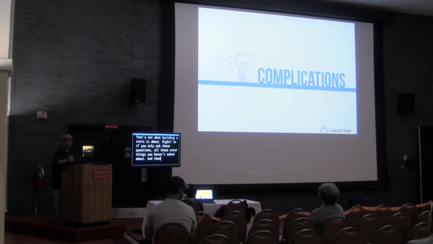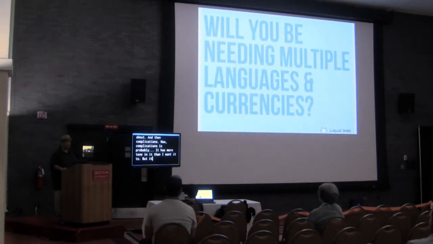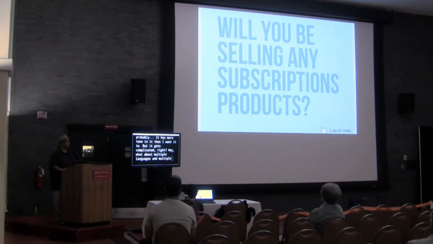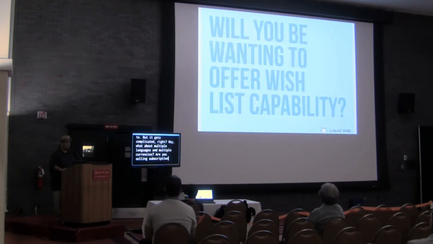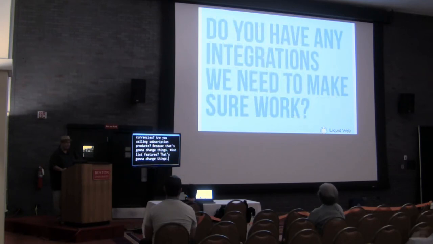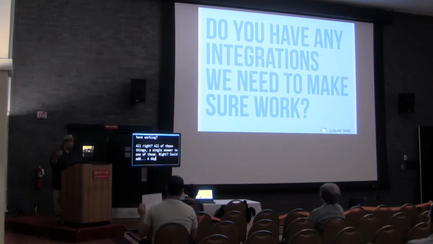And then complications. Now, complications probably has more tone in it than I want it to, but it gets complicated, right? Hey, what about multiple languages and multiple currencies? Are you selling subscription products? Because that's going to change things. Wish list features, that's going to change things, right? Or do you have any other integrations that we need to make sure are working? All of those things, a single answer to one of those could add a day, a week to your product.